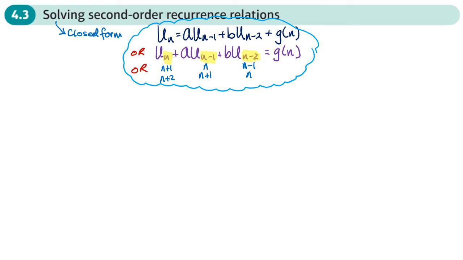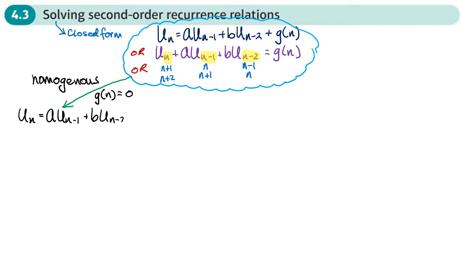So now, just like a first order recurrence relation, we have homogeneous and non-homogeneous recurrence relations. So let's have a look first of all at the homogeneous second order recurrence relation. This is where g of n is equal to 0. So how do we solve these? Well, let's just write down what this form would look like. So we would have un equals a un minus 1 plus b un minus 2.